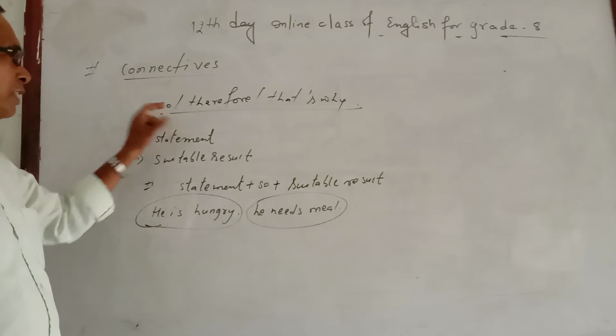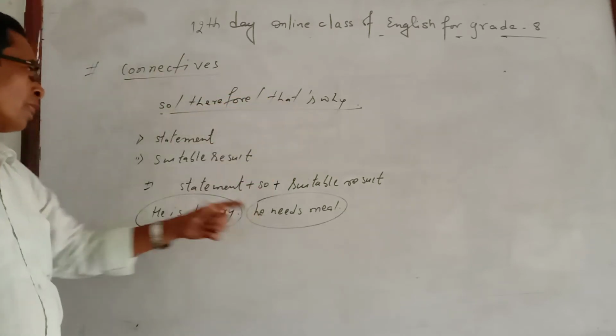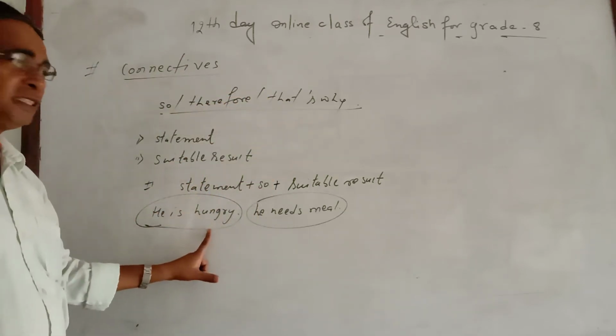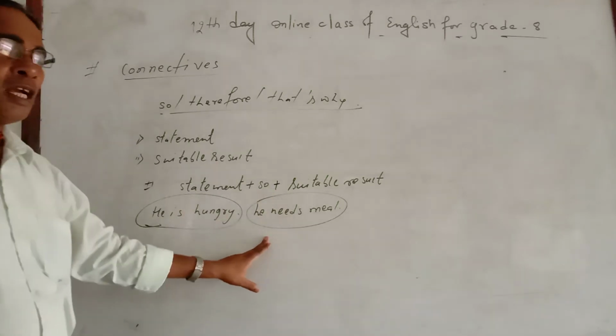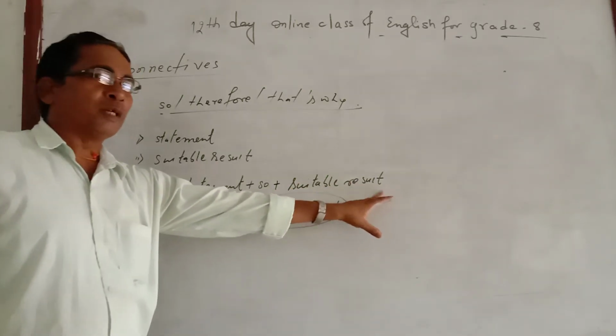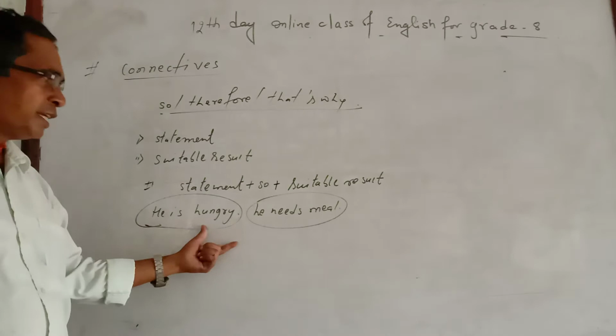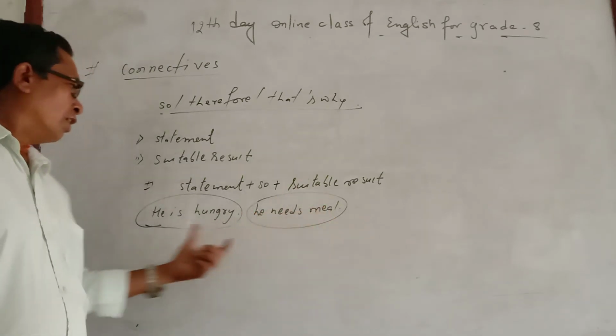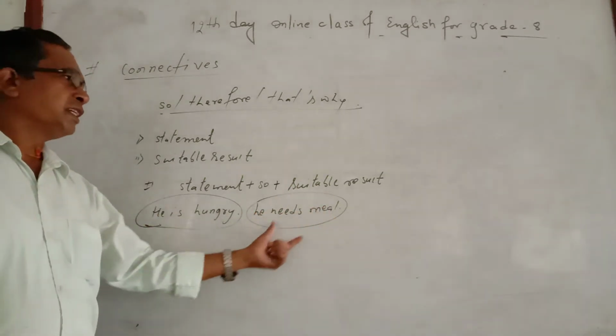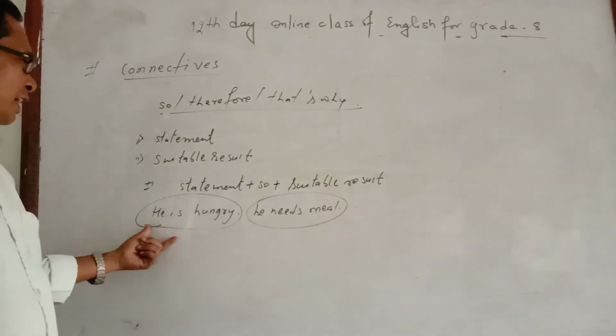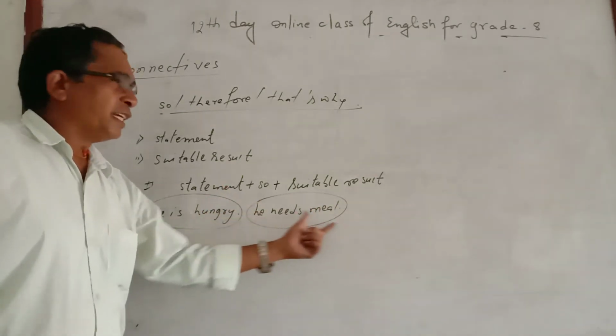And while using either "so" or "therefore" or "that's why", you can write the statement as it is, and after that "so", and then the suitable result also as it is. So, he is hungry, so he needs a meal. Or, he is hungry, that's why he needs a meal. Similarly, he is hungry, therefore he needs a meal.